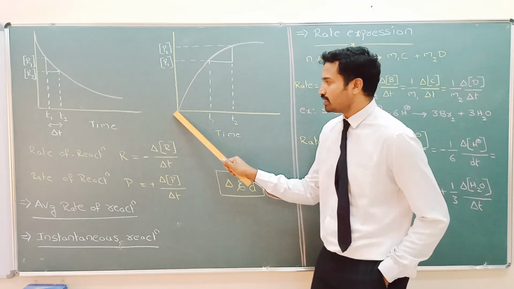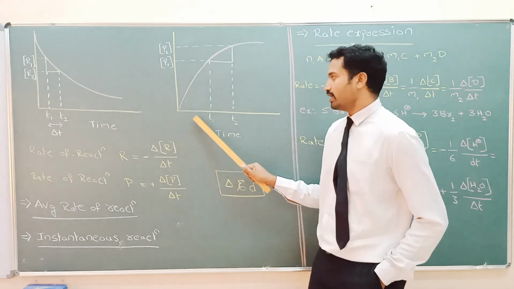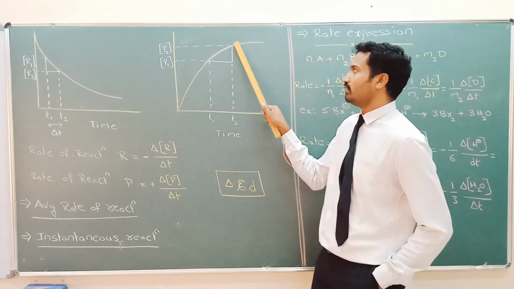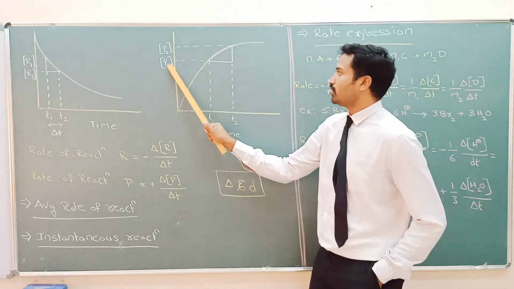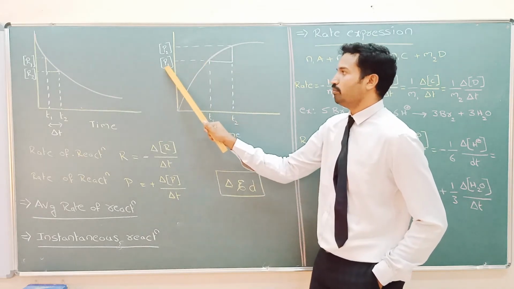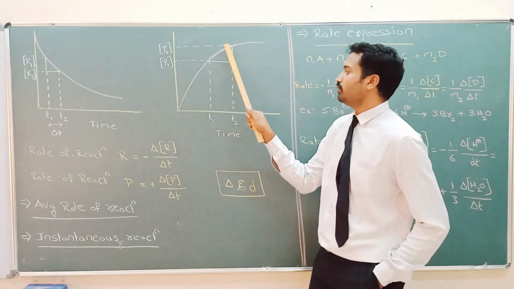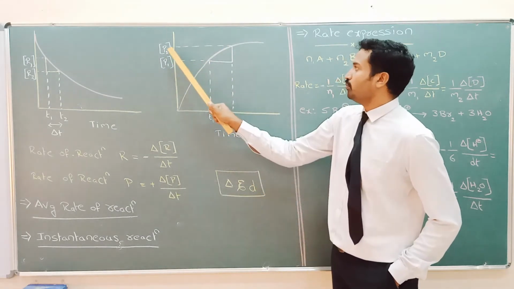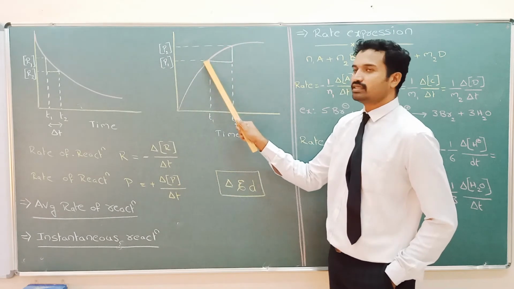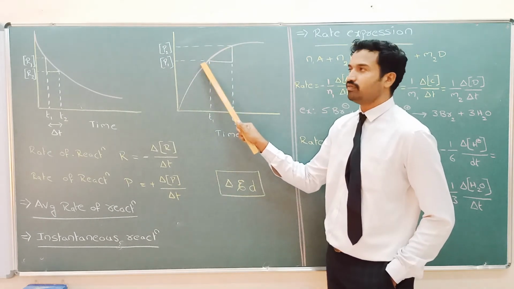Initially, product concentration is 0. By the time consumption, product concentration gradually increases. Here, the product concentration P1 at T1 time. Here, product concentration P2 at T2 time. Here P2 is a higher value, P1 is a lower value. So P2 minus P1, positive slope.